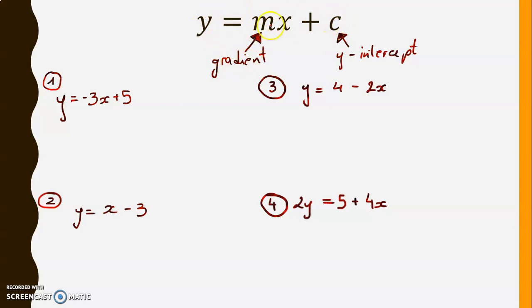You have to remember that the coefficient of x, the number next to x, m, represents the gradient. So if that number is positive, then your graph will be looking like that, a line going upwards. And if the gradient is negative, the graph will be looking something like this, a line going downwards. Then c is the y-intercept. It means it's the point where the graph intersects the y-axis.